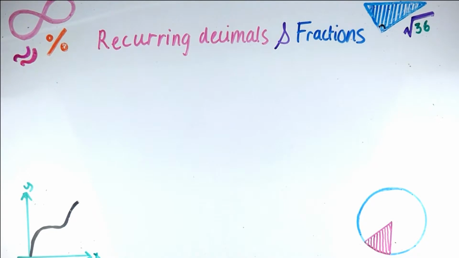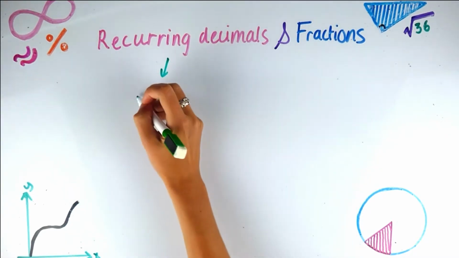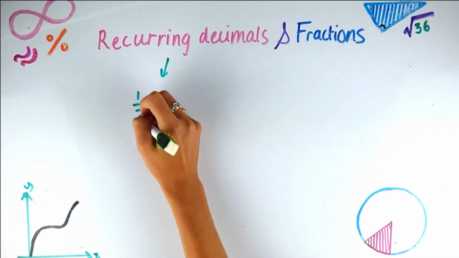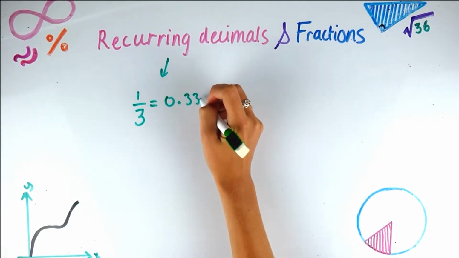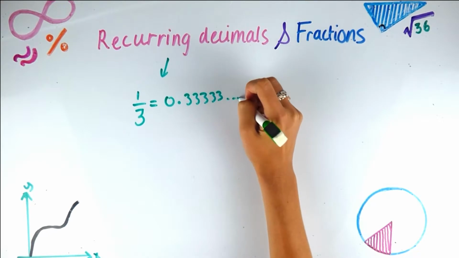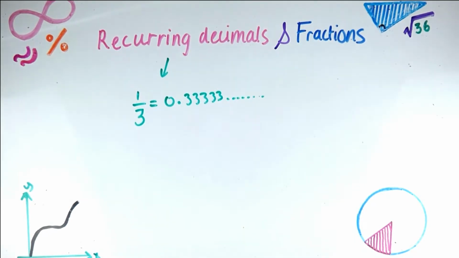Recurring decimals and fractions. This video is going to be about converting between the two. But first of all, what is a recurring decimal? We know what a fraction is, but what is a recurring decimal? If we think of the fraction a third, what that actually is is 0.33333 forever as a decimal.